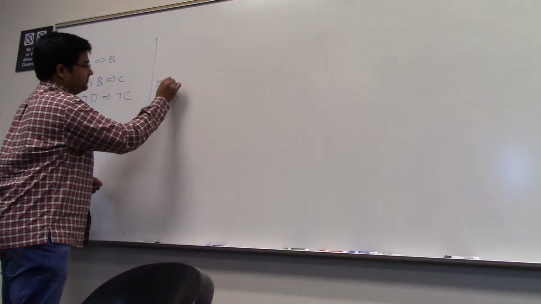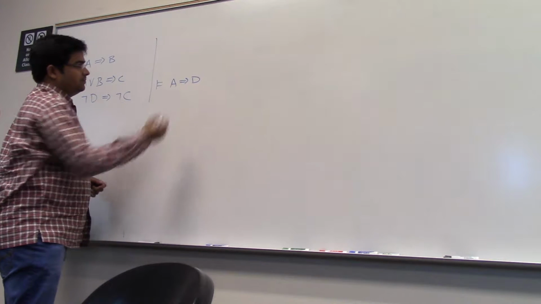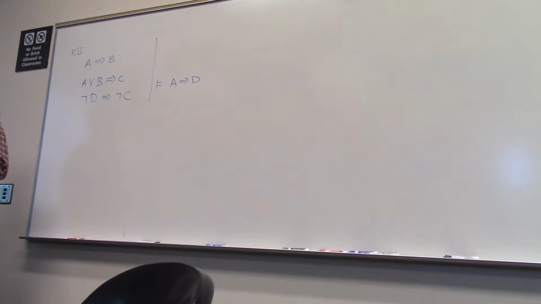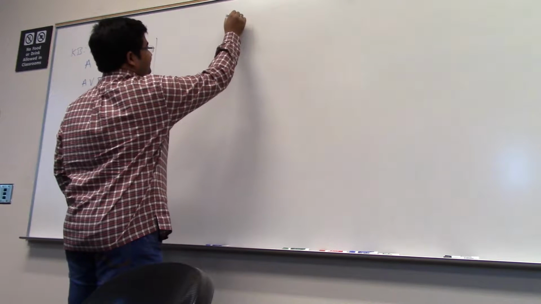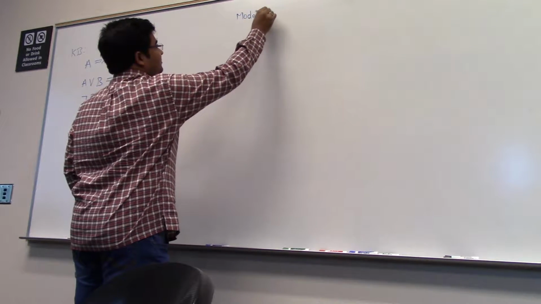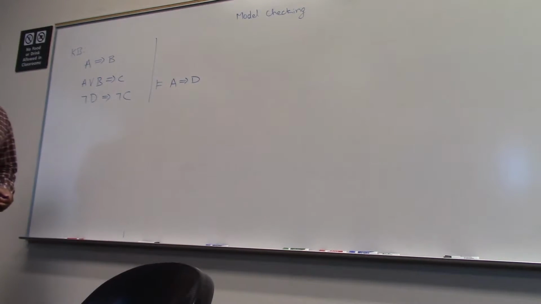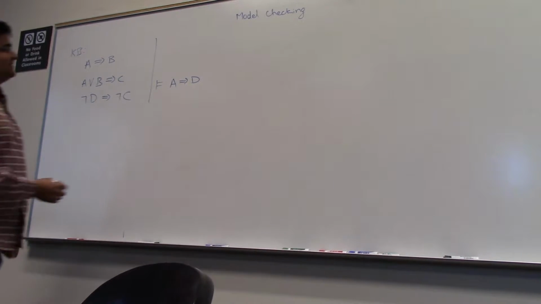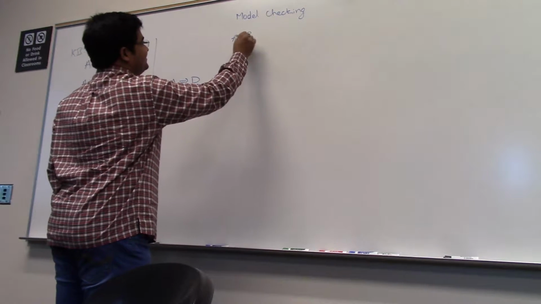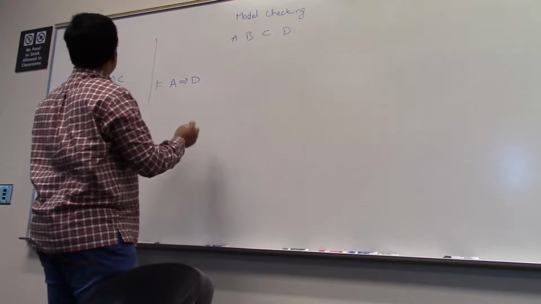So we start from the back, right? First we want to attempt very simple model checking, which means basically let's have truth tables for all the stuff. Truth first, right? So we have A, B, C, D.